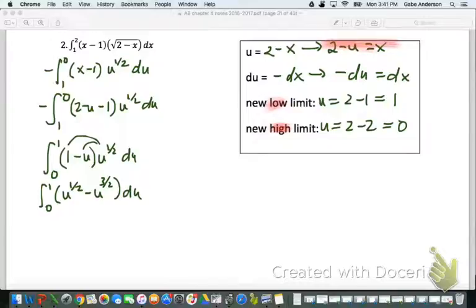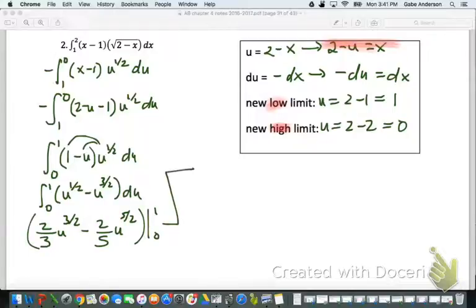Okay, now I'm ready to find my antiderivatives. So when I do that, I get 2/3 u to the 3/2 minus 2/5 u to the 5/2. That's evaluated from 0 to 1. So when I do FTC1, I get 2/3 times 1 to the 3/2 minus 2/5 times 1 to the 5/2, minus, and if you think about it, plugging in a 0 is just going to be 2/3 times 0, which is 0, and 2/5 times 0, which is just 0. So that whole second term is just going to be a 0.